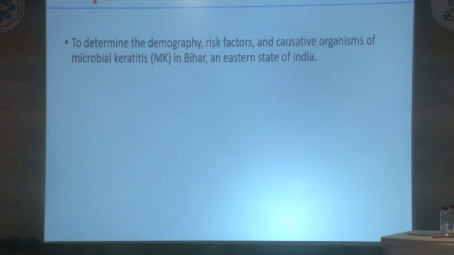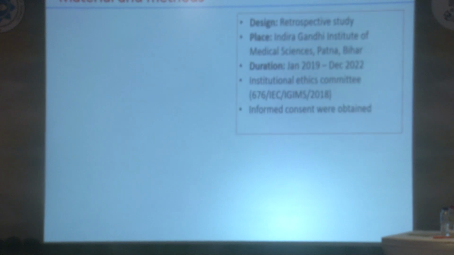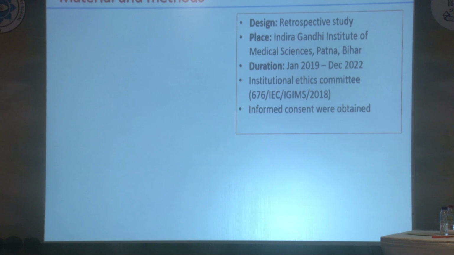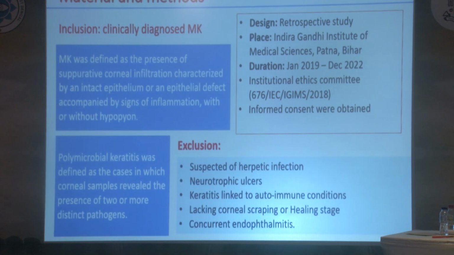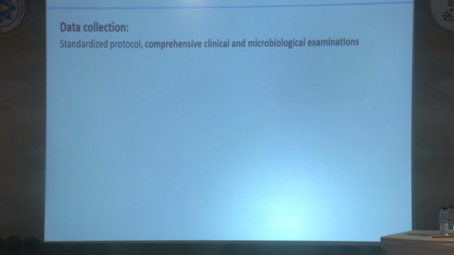So this study was done to determine the demography, risk factors, and the causative organisms of microbial keratitis in Bihar. For this, we conducted a retrospective study from 2019 to 22, and we reviewed the medical records of all clinically diagnosed patients with microbial keratitis. We excluded the cases with suspicion of herpetic infections, neurotrophic ulcer, autoimmune keratitis, cases in which the data was incomplete, and those who had endophthalmitis at the same time. IEC clearance and informed consent were available.